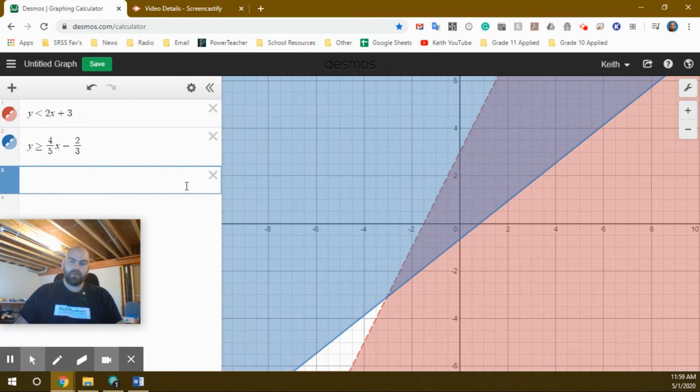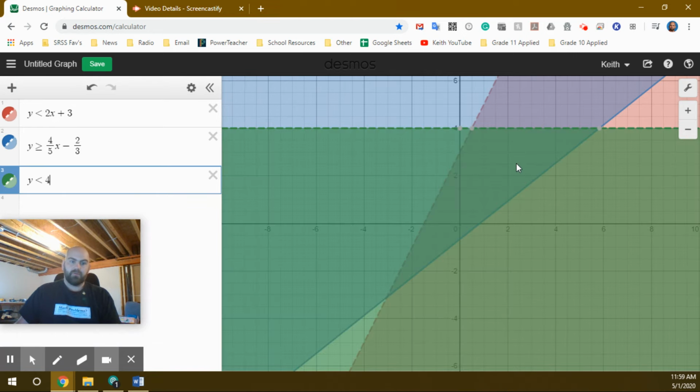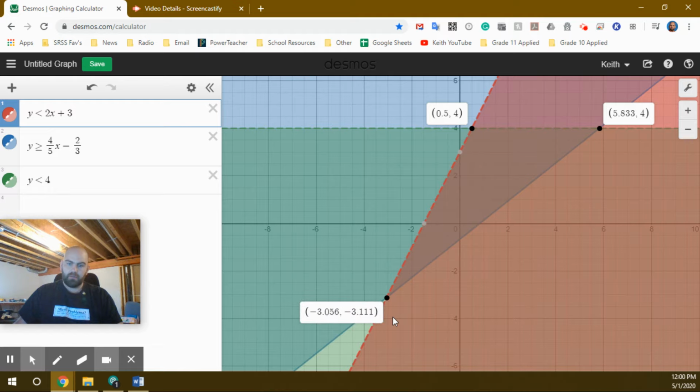If we want to add another one, I'm going to add y is less than 4. Now I've added a green one. So there are areas where two of them overlap, but the only area where all three overlap is the area in between those three points, that kind of triangle right there. And again, we're going to go through a little later on the importance of that and how to find those values.